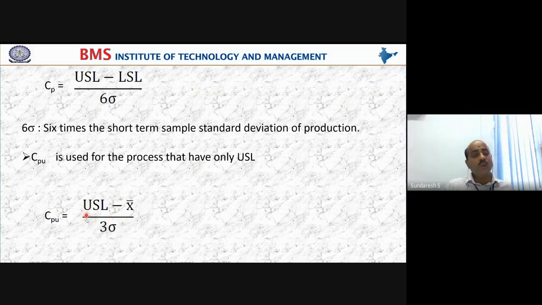These are the formulas for calculating the process capability index, depending upon whether it is CP, CPU, CPL, or CPK. Got it? CP is USL minus LSL divided by 6 sigma, whereas CPU is used when there is only a USL, where CPU is equal to USL minus X bar, the mean, divided by 3 sigma.